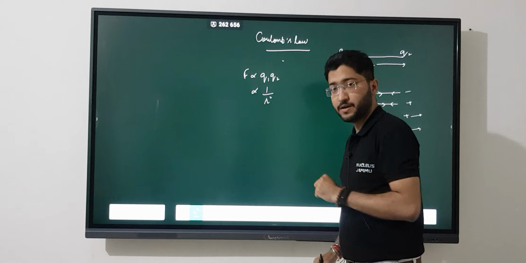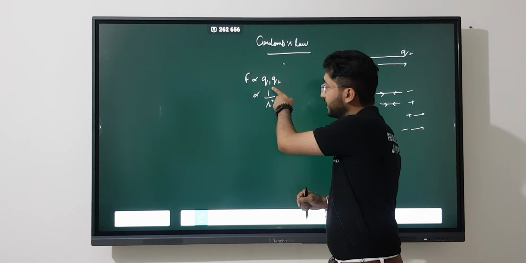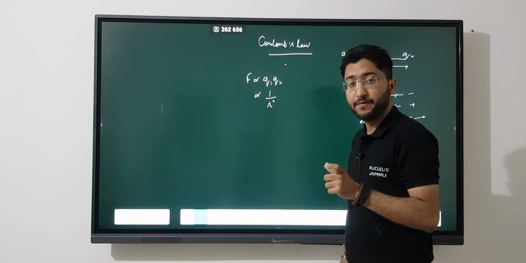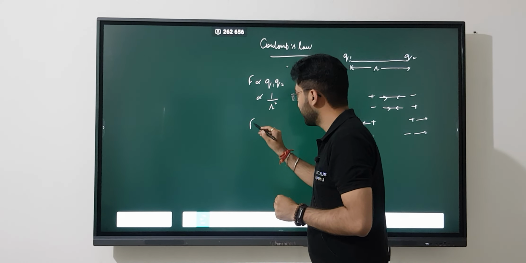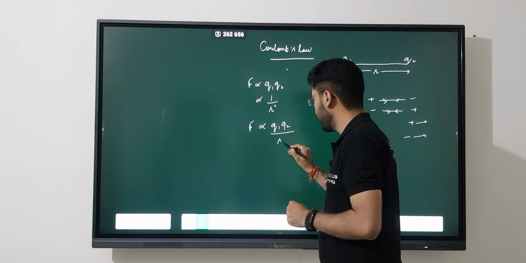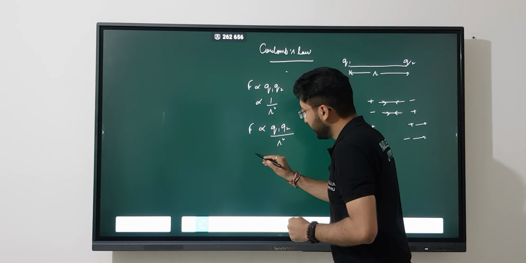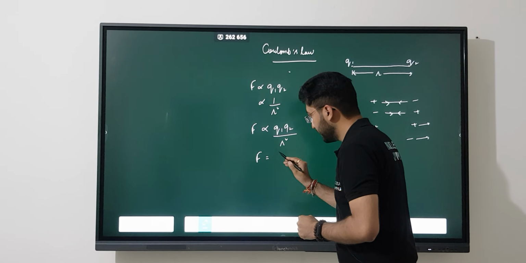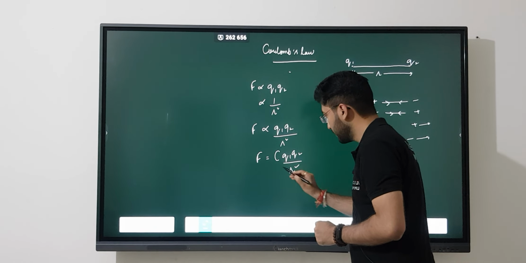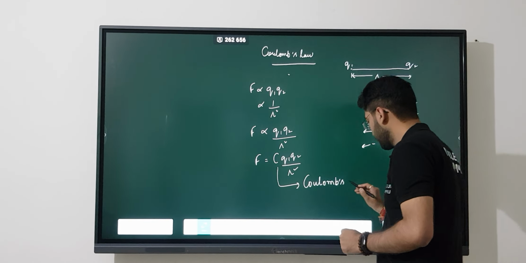So according to Coulomb's law, the force of attraction or repulsion is directly proportional to the product of the charges and inversely proportional to the square of the distance between them. By combining this, force is directly proportional to Q1 Q2 and inversely proportional to r square. Students, when you replace this proportionality, you will get the constant C, which is called Coulomb's constant.